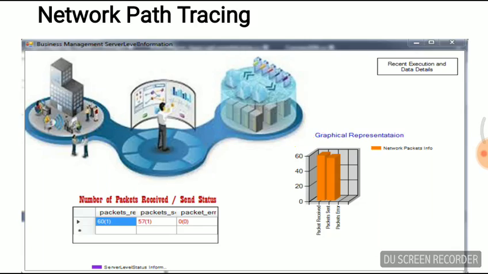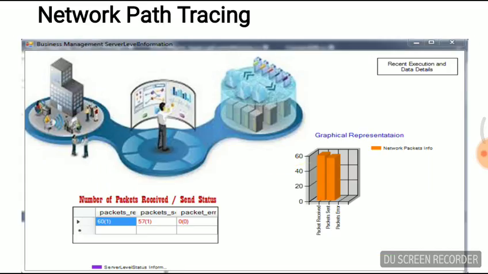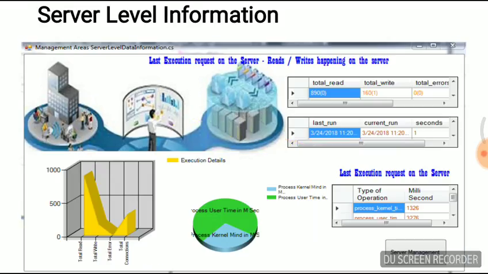Network path tracing, I'm using network path tracing for packet received and sent status. String status, 60 byte packet sent, 57 packets received, packet error 0. I will show the graphical representation of packet received, packet sent, packet error. You will click recent execution and data design. The next module will be shown.